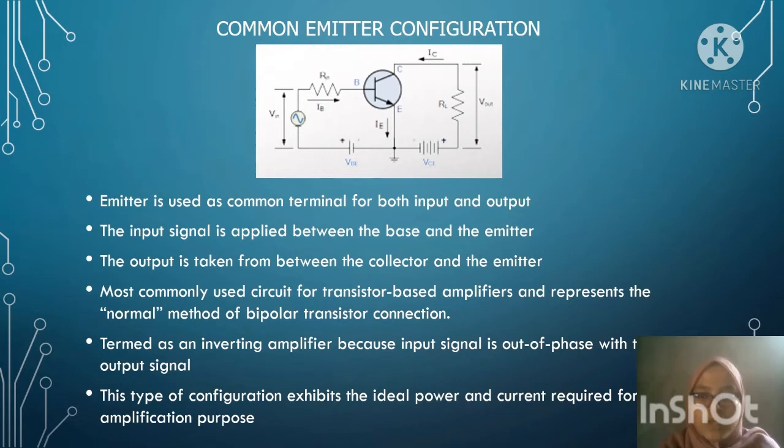This configuration is the most commonly used circuit for transistor-based amplifiers and represents the normal method of bipolar transistor connection. This common emitter configuration is also termed an inverting amplifier because the input signal is out of phase with the output signal. Most importantly, this type of configuration exhibits the ideal power and current required for amplification purposes.